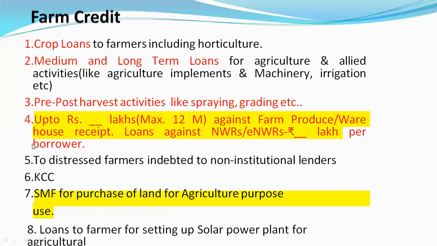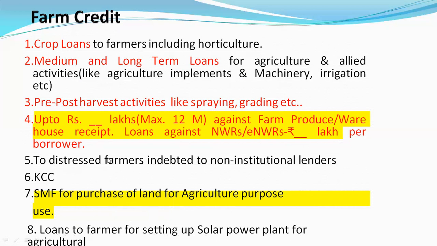Okay, so the rest is for information. Any loan the bank gives to a distress farmer will come in farm credit. KCC, SMF, small and marginal farmer for purchase of land for agriculture purpose, and loans to farmers for setting up solar power plant for agriculture. Okay, these all will come in farm credit.